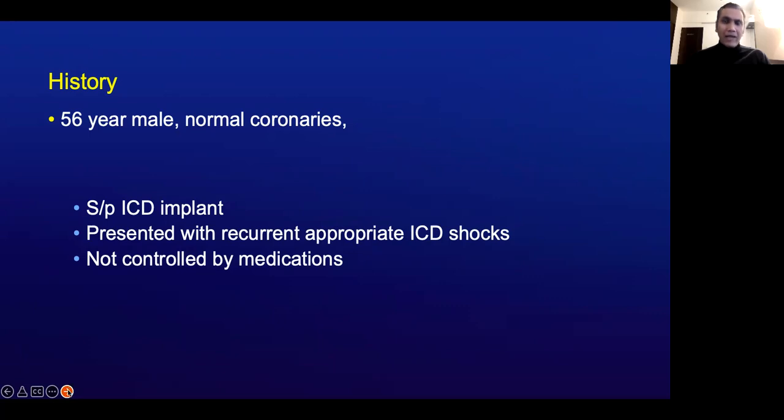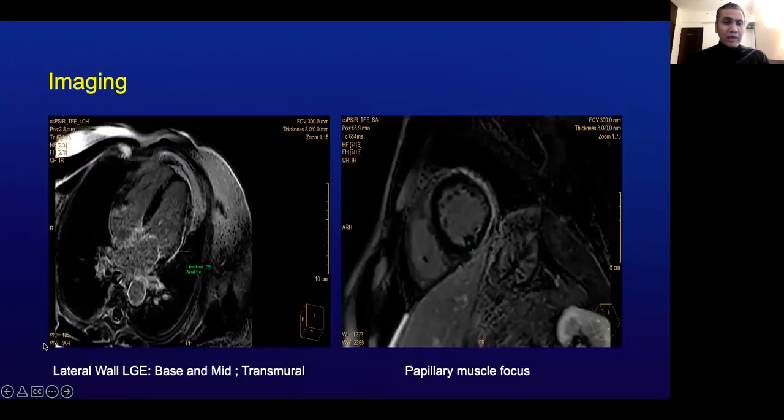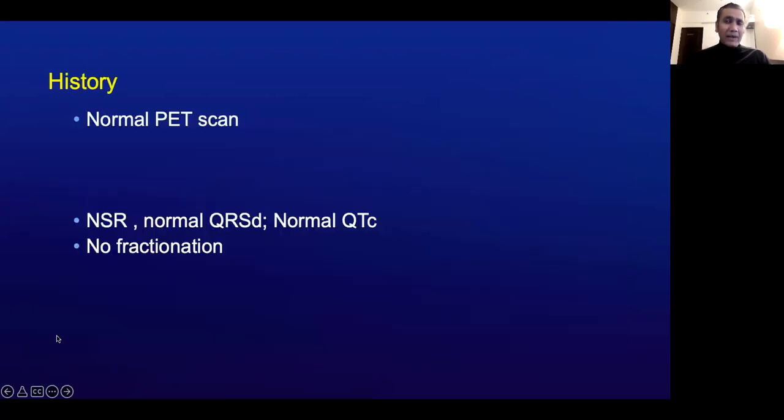Prior to the implant of the ICD, an MRI was performed, which had shown epicardial late gadolinium enhancement at the base of the LV, transmural at that location, apical LGE, along with lateral wall LGE in the base and the mid, which is also transmural. Occasional foci within the papillary muscle were also noted at that point in time. He had a normal PET scan prior to the implant of the ICD.